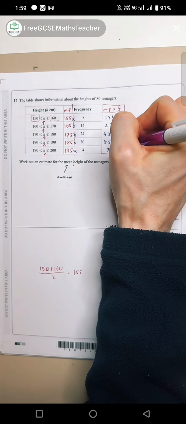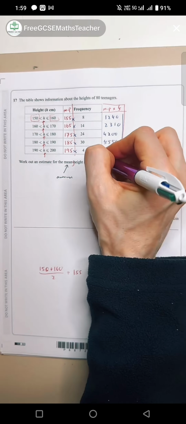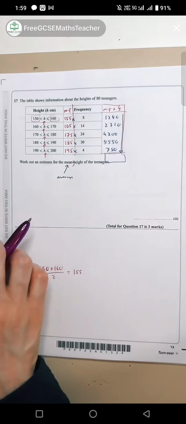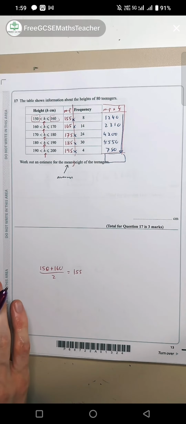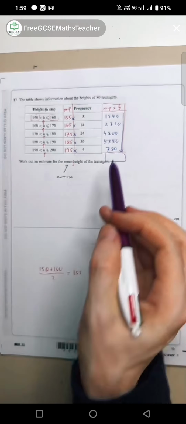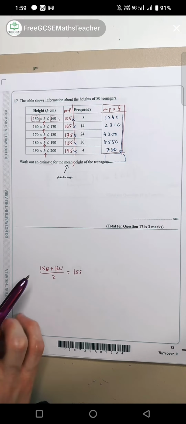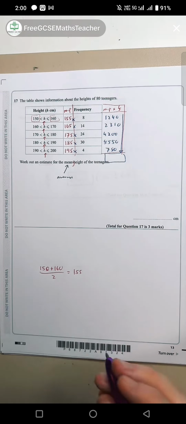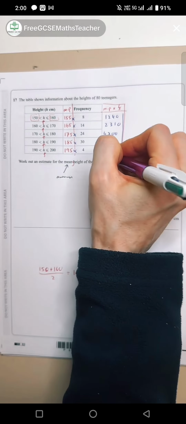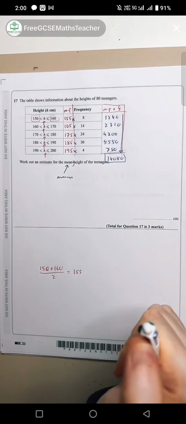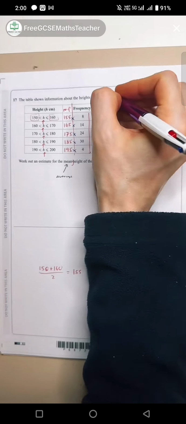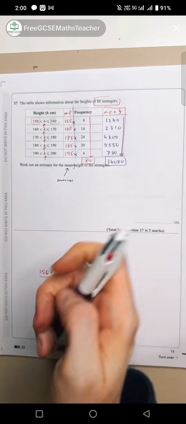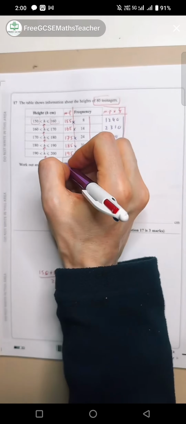We then always total the midpoint times the frequency. We always total that column, and we always total our frequency. So totaling this column first, we've got 1,240 plus 2,310 plus 4,200 plus 5,550 plus 780, press equals, and that came out to be 14,080. So we always total our frequency, and our frequency in this case is number of teenagers. We know in this case it was 80, so that will come to 80. We never total the midpoint.